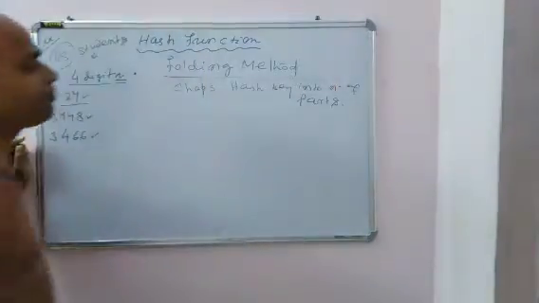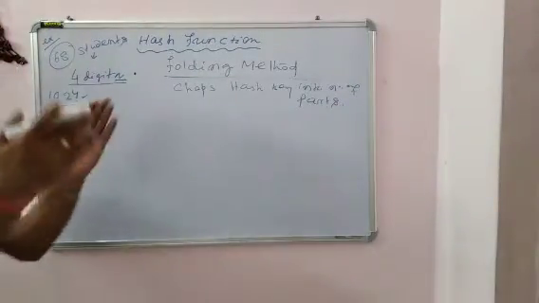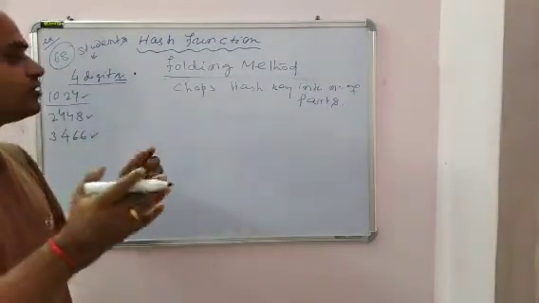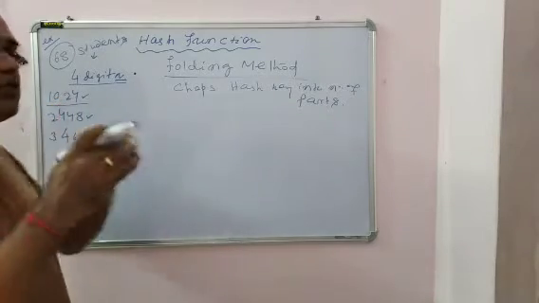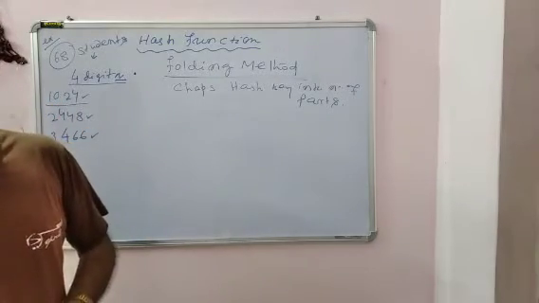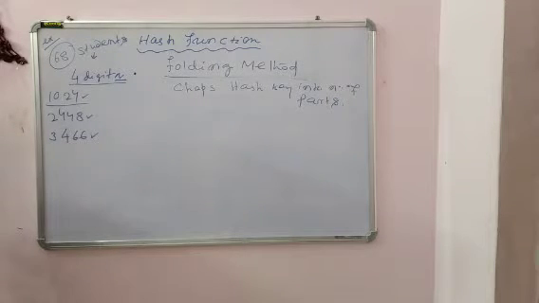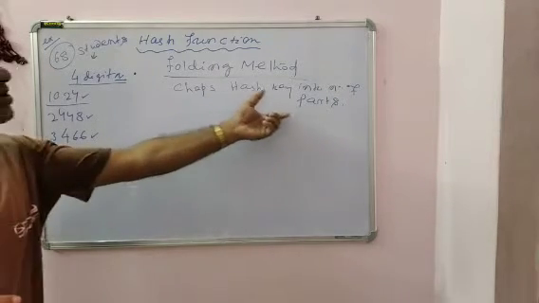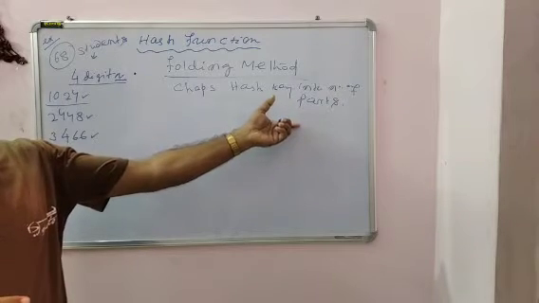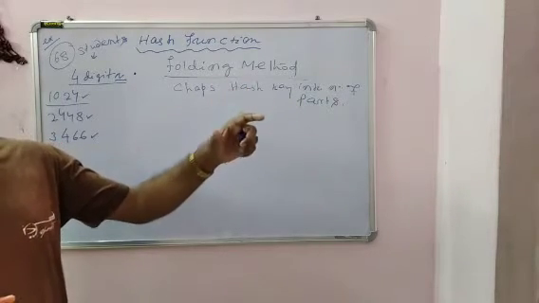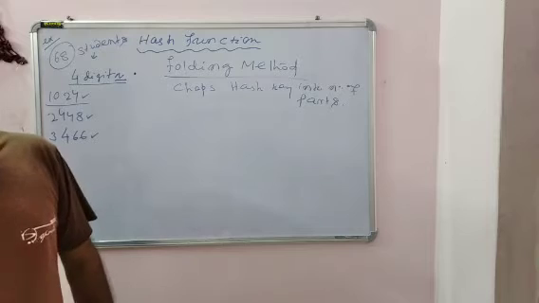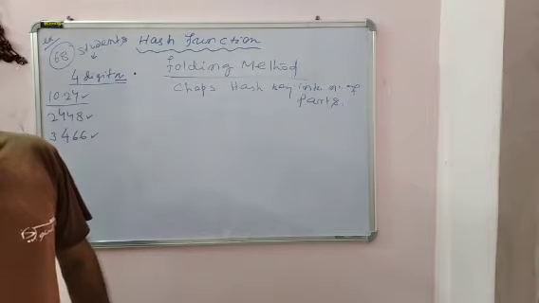It divides the key value into a number of parts, and computes the hash address after adding these parts. After adding this division of parts, we can find the addresses. Here we have to ignore the carry.